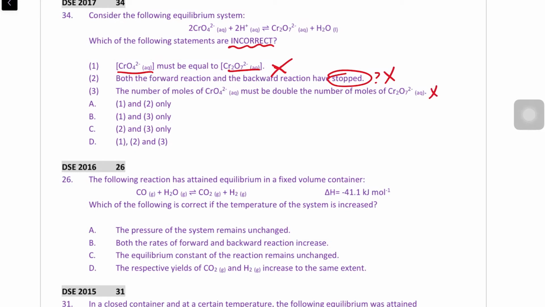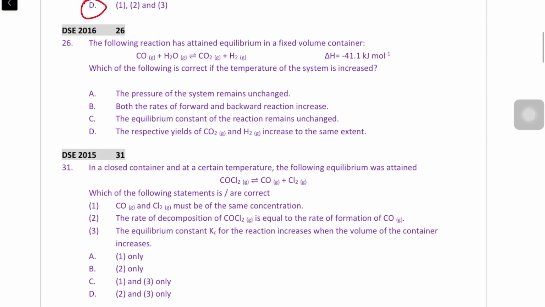The third, the number of moles must double. Again, same problem. Before any calculation, there is no point to discuss this. So how can we be sure that the concentration of reactant should be double to the product, without knowing the value of Kc? So all of them are incorrect. So D is our answer.